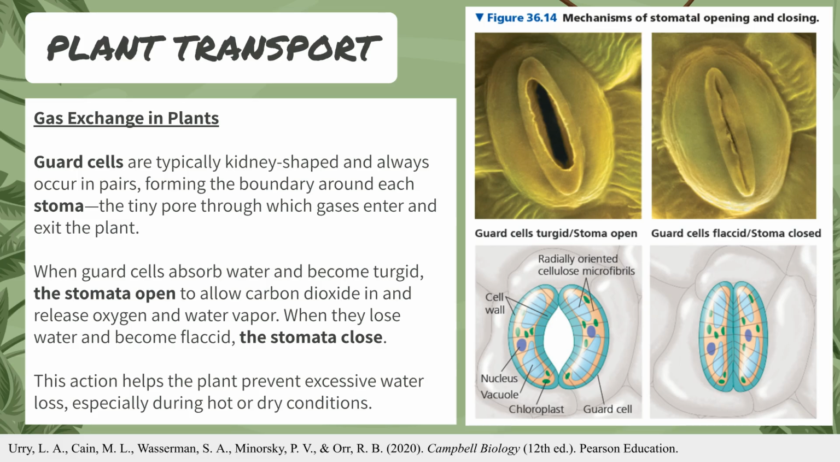Guard cells regulate gas exchange. When guard cells absorb water, they become turgid, and the stomata open. This allows carbon dioxide to enter the leaf and oxygen and water vapor to exit. When guard cells lose water, they become flaccid, and the stomata close. This helps prevent excessive water loss, especially during hot or dry conditions.